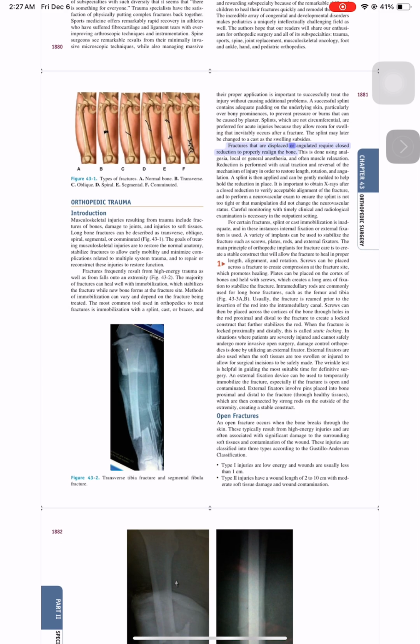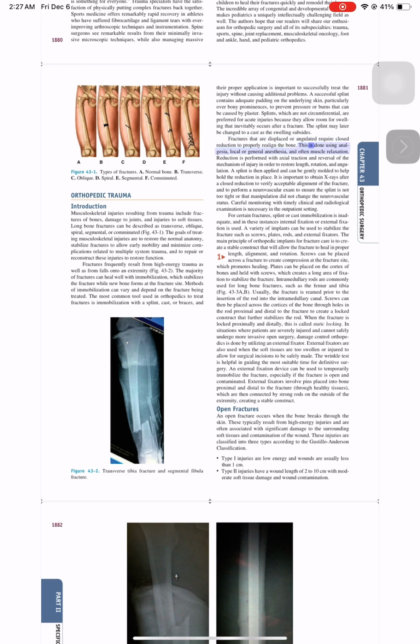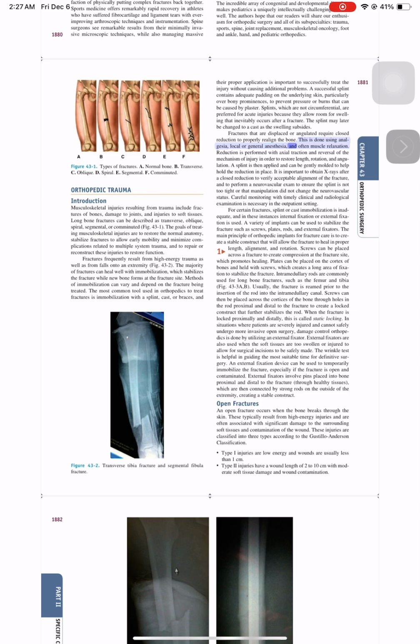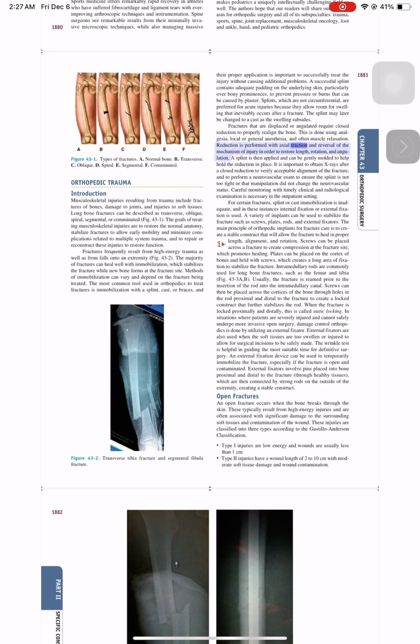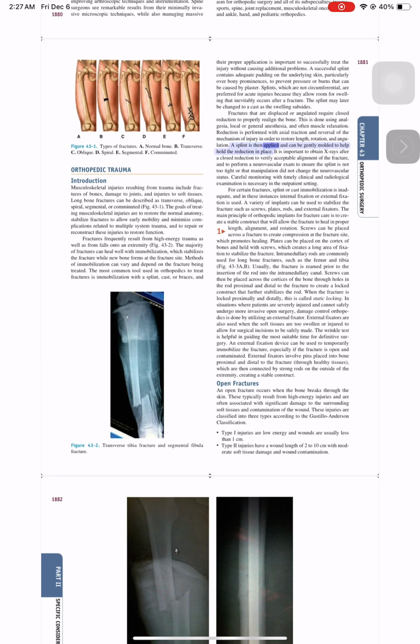Fractures that are displaced or angulated require closed reduction to properly realign the bone. This is done using analgesia, local or general anesthesia, and often muscle relaxation. Reduction is performed with axial traction and reversal of the mechanism of injury in order to restore length, rotation, and angulation. A splint is then applied and can be gently molded to help hold the reduction in place.